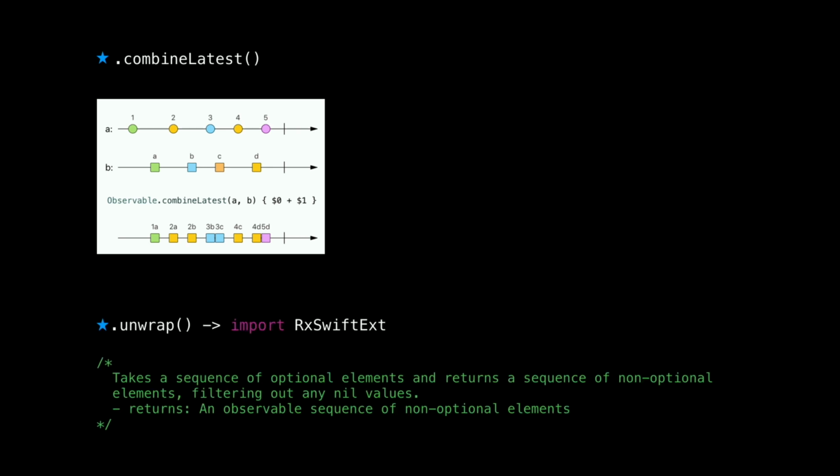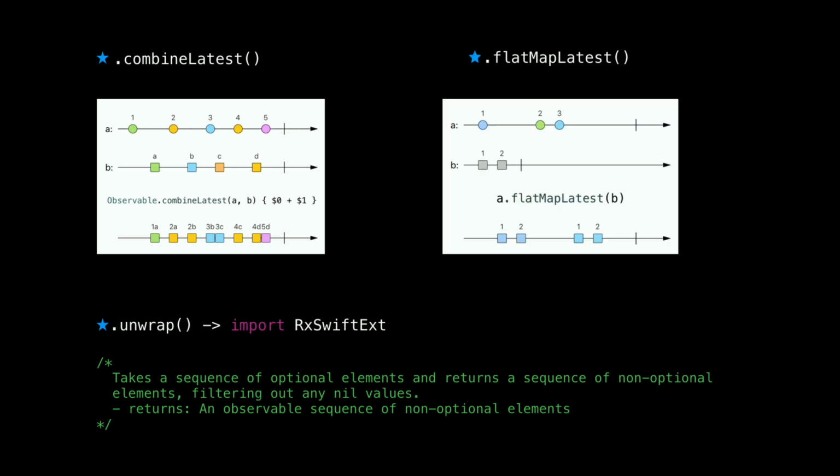The unwrap operator, which is part of the RxSwift extension and thus requires a different import, returns a sequence of non-optional elements. So what it basically does is that it filters out the events with nil values. And the flatMapLatest operator combines the result of the latest events from observables A and B and flattens the results to a single observable.